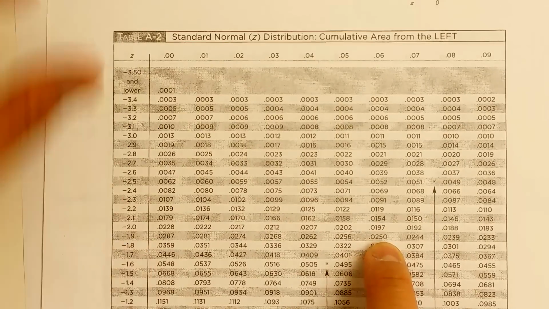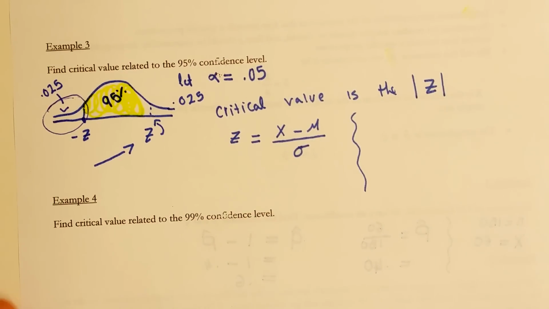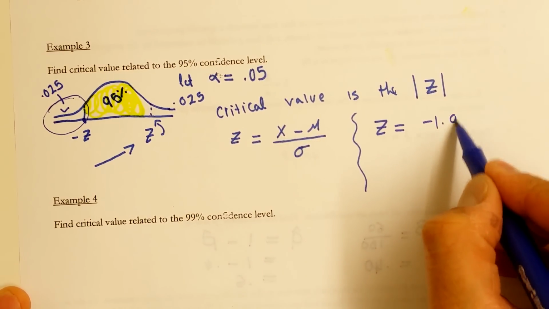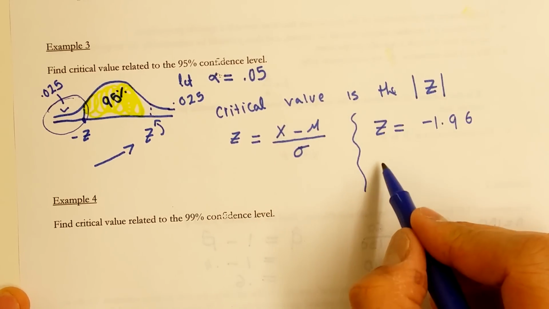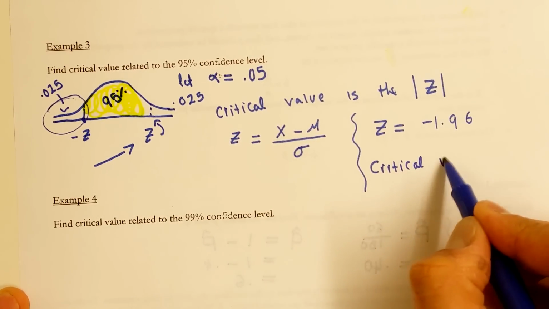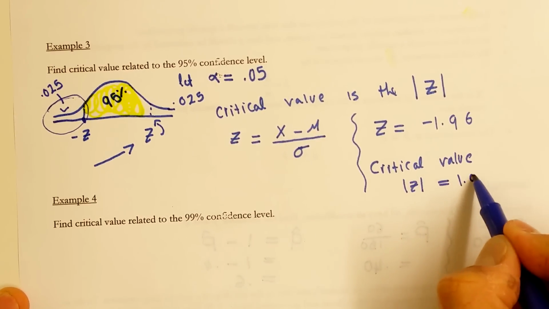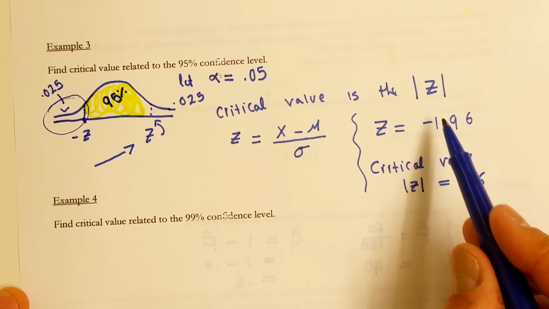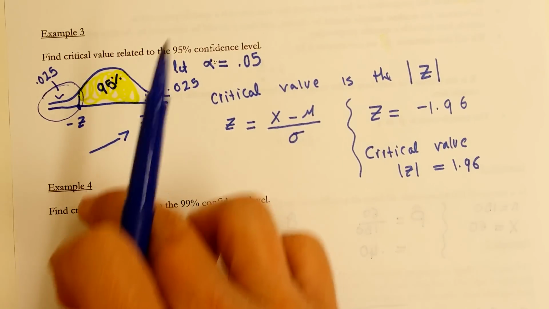Okay, negative 1.96. So I go over here and I replace that number. So I know my z value is negative 1.96. But remember, the critical value is the absolute value of the z. So the critical value, we call it this, and it's 1.96. What does this symbol do? This symbol is the absolute value symbol, and it makes every negative number a positive number. All right, very good. Watch the next part of the video, and I'll show you how to do example 4.